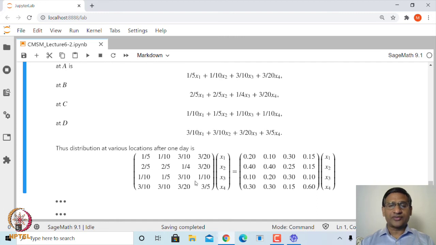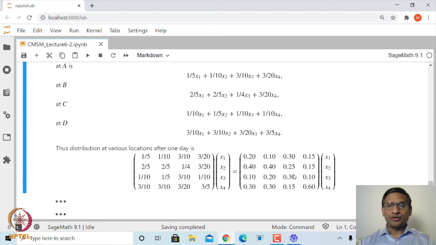So, that is how you can find after 2 days, after 3 days, after n days, the number of cycles at various locations, which should be equal to A to the power n times x1, x2, x3, x4. So, you see that in the long run, if I want to find this, I need to find a large power of A.